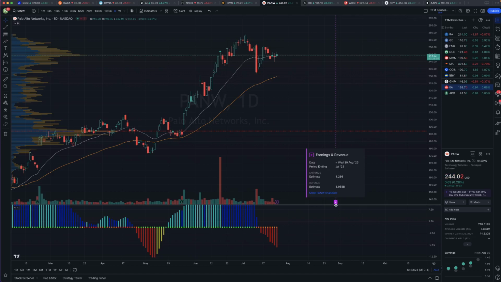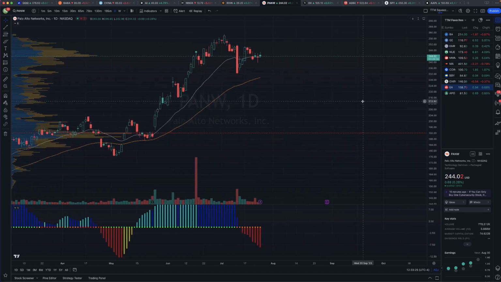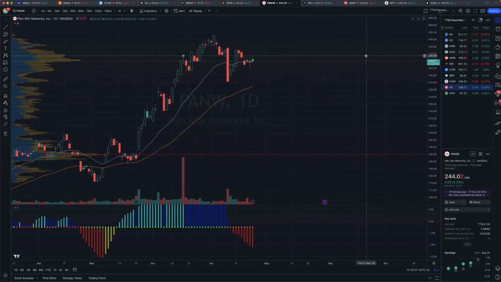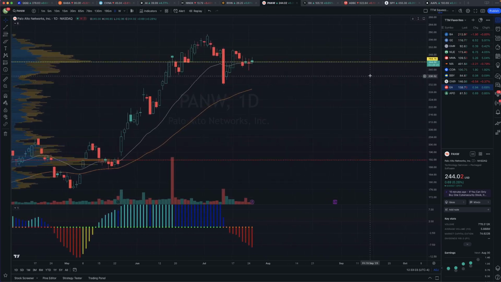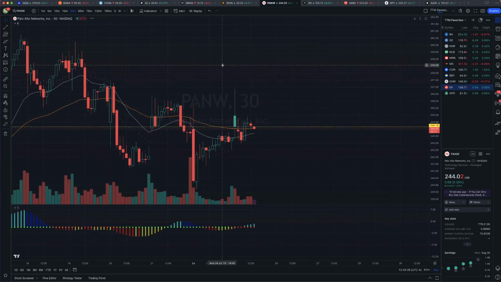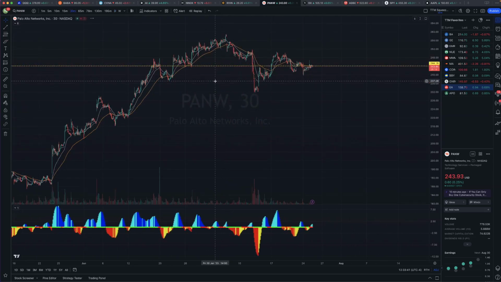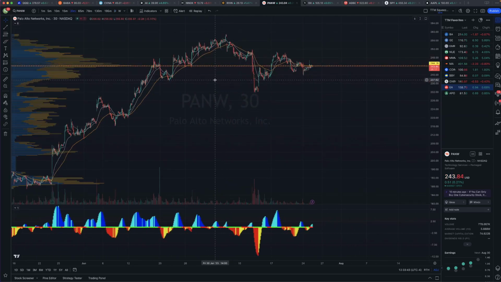Pan W earnings August 30th. Right at point of control here. Daily squeeze. I think this pattern probably, does it break down there? Hold on a minute. Let's look a little bit closer. I feel like this pattern starts breaking down about there.